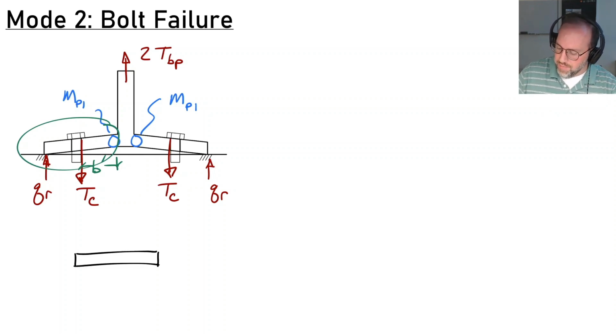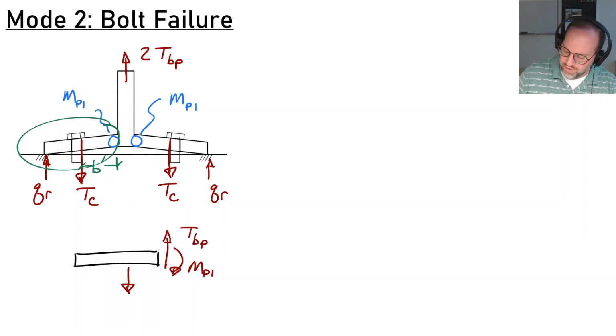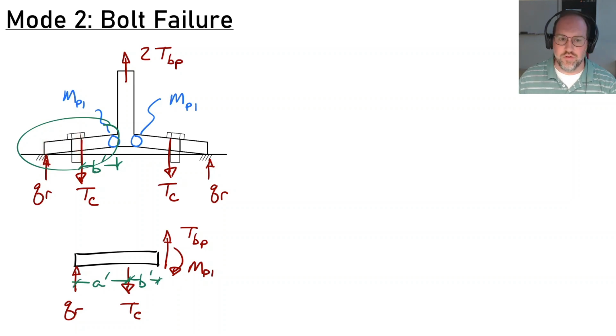Of course we have a moment on that section. That is going to be an MP1, and we'll have a force up on that of TBP. And there's a force here of TC, that's the capacity of our bolt, and our prying force of QR. This distance is still B prime, and we're going to call this other distance here A prime. That's therefore the distance from the edge of this hole over to the edge of your plate.